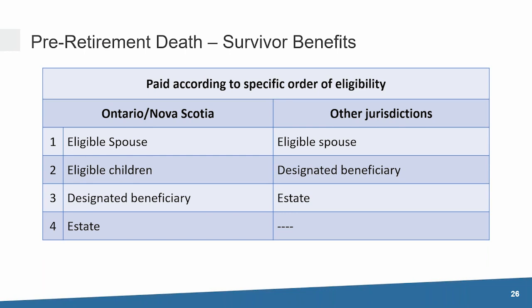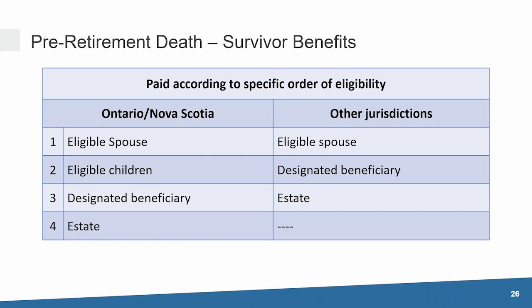Survivor benefits are paid according to a specific order of eligibility. The eligible spouse is always the primary recipient of the survivor pension benefit. For members employed in Ontario and Nova Scotia that have no eligible spouse and have eligible children, the children will receive a children's pension. If the member has neither an eligible spouse nor eligible children when they die, their designated beneficiaries or estate will receive the pre-retirement death benefit in a lump sum payment.